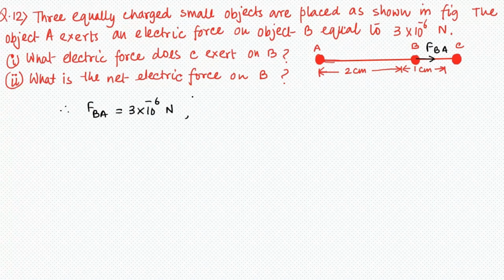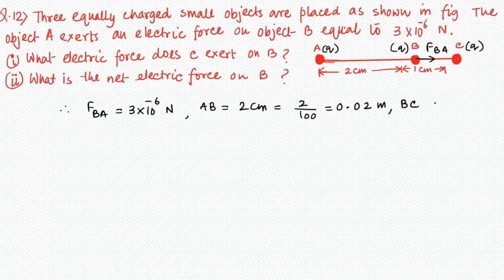And here from the figure we can see the distance between these charges. Here we have a Q charge, here also a Q charge, and here also a Q charge. The distance AB is 2 centimeter, which is 2 by 100, which is 0.02 meter. And BC is 1 centimeter, that means 0.01 meter. So first, with the help of this FBA, we are going to calculate the value of the charges.